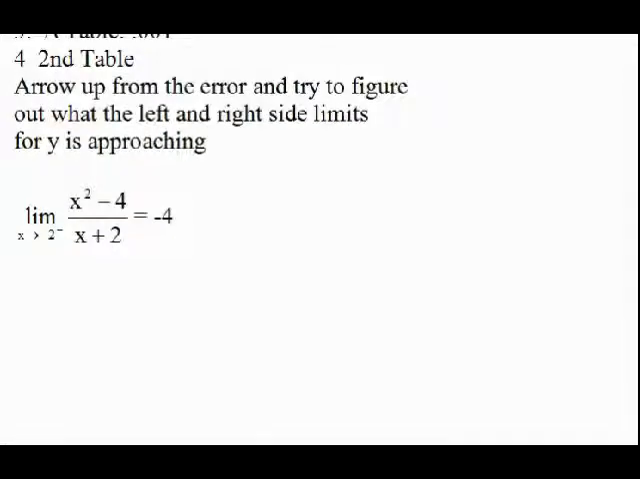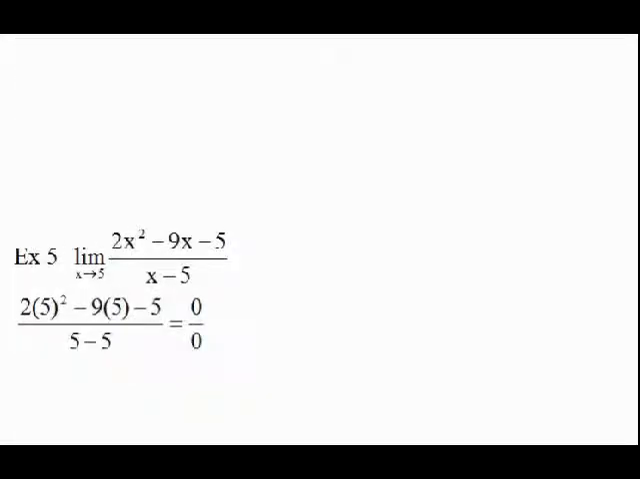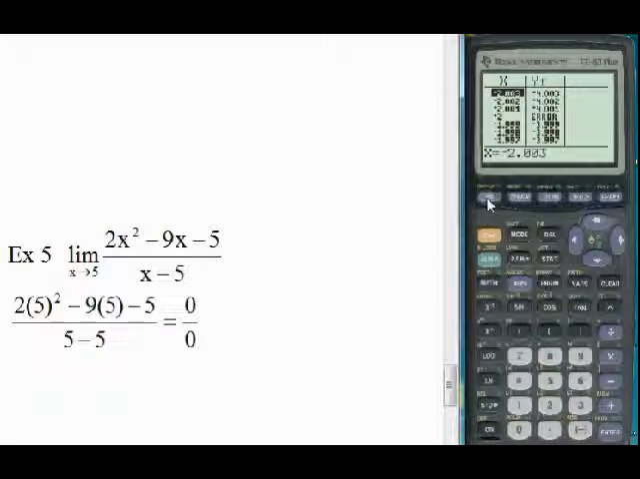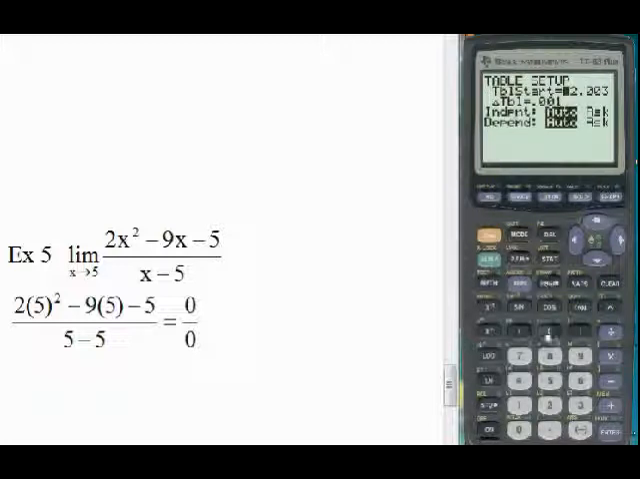Okay, our next example here. Again, we plug in, we get 0 over 0, so we're going to use the calculator again. Put in this function into y1. Don't forget the parentheses around the numerator and the denominator both. Second table set. Table start at 5, and we'll leave it at 0.001 on the change in the table.